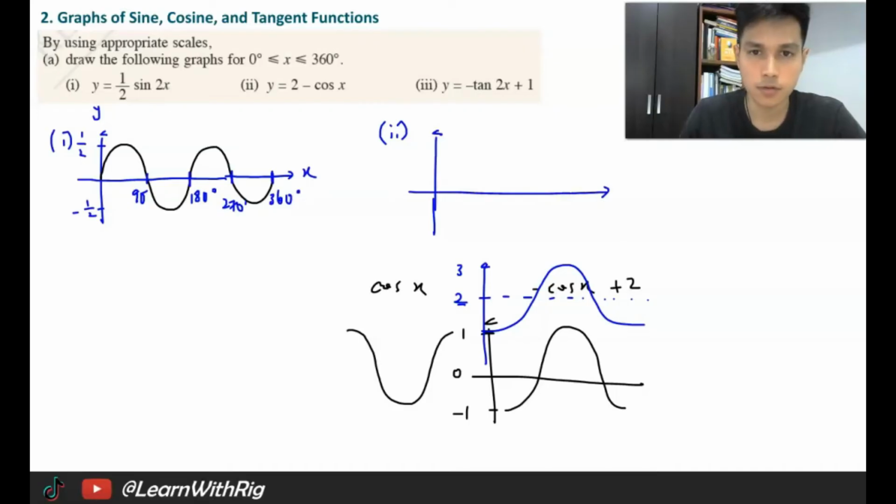Okay, so now it's going to start at 1. The middle would be 2, and then here is 3. So the graph is looking like this. Oh my god, so bad at drawing this. Give me a minute here, guys.